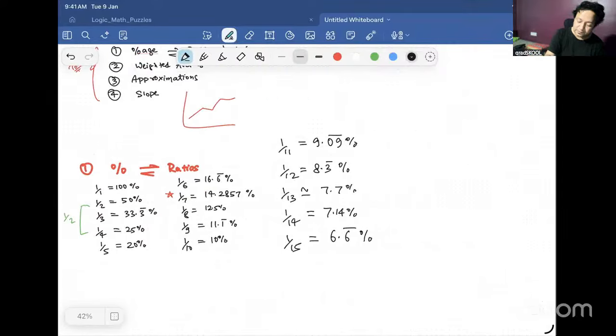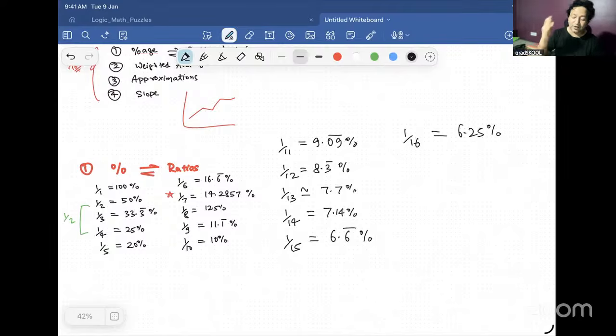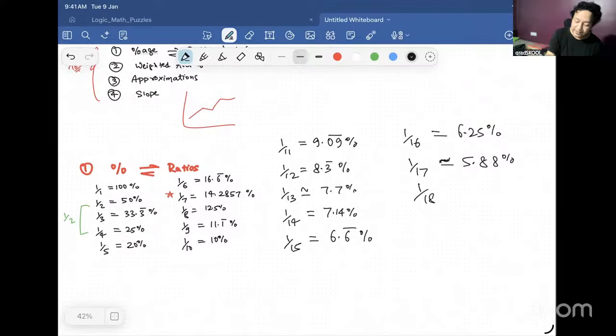The next one, 1 by 16, is equal to 6.25%. Again, this is 1/4 of 1/4 or half of 1 by 8. 1 by 17 is approximately equal to 5.88%. All right, approximately. 1 by 18 is half of 1 by 9. That is 5.55%. Put a bar over 5. 1 by 19 is 5.26. And 1 by 20 is 5%.